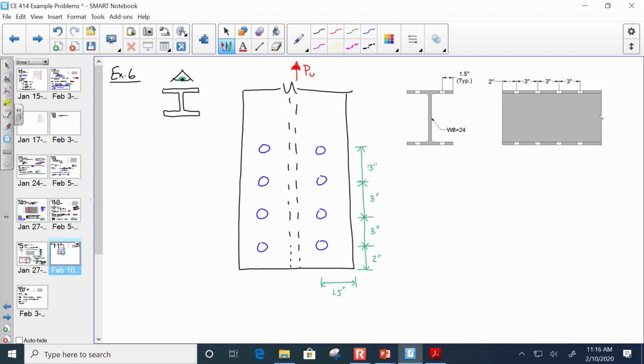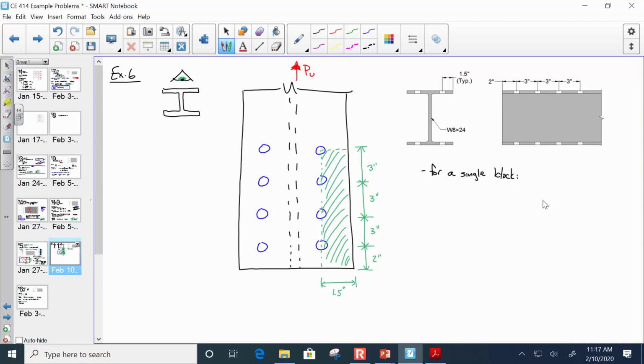Okay, now we're going to investigate the capacity of a single block. We're talking about a single block, and then we're going to multiply the capacity at the end by 4. Let's see if we can compute some capacities. Now here's our expression, and we need a bunch of areas and shear and tension and all sorts of stuff.